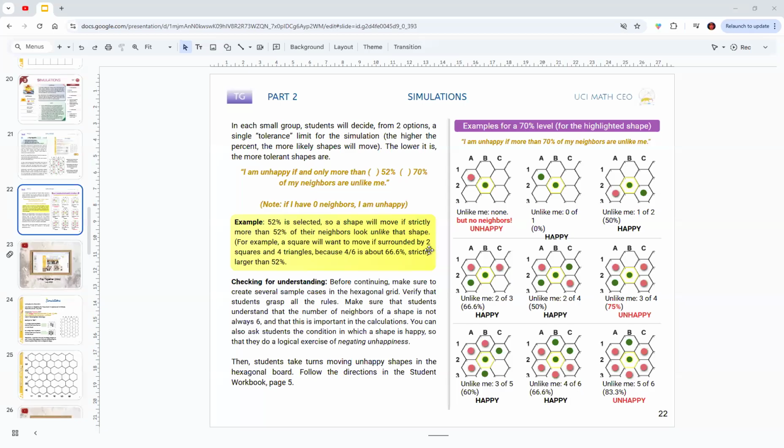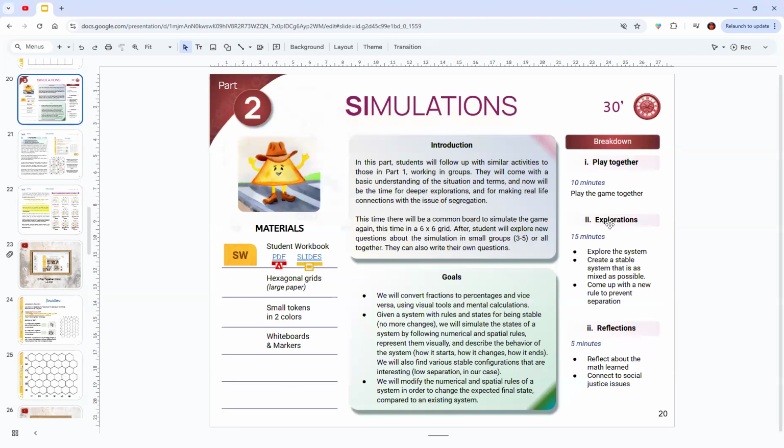Hello, mentors. Let's take a detailed look at how these dynamics in the hexagonal grid work. So this is part 2 of meeting 5, and we're in simulations, and in particular, we are in these explorations.